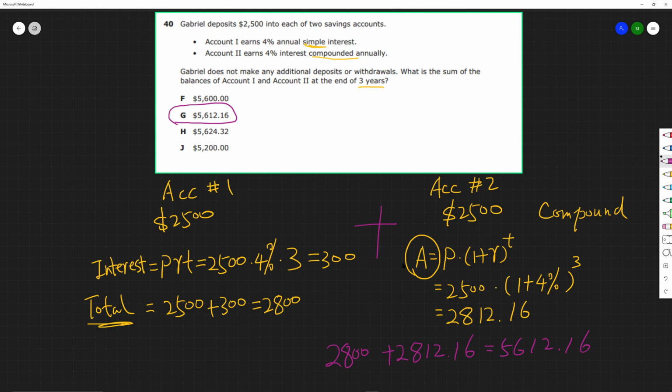So look at this one. There are some important, some key steps you need to be careful with. First is to use this formula to calculate the simple interest, and then find out the total of account 1, then use the formula for compound total, and then you add them up. So that's how we solve this problem.